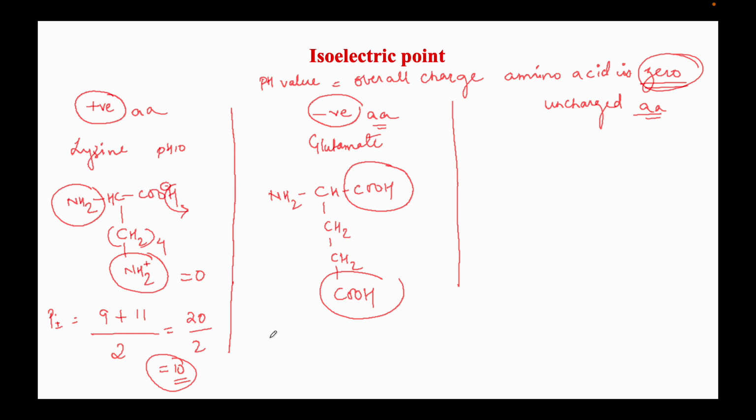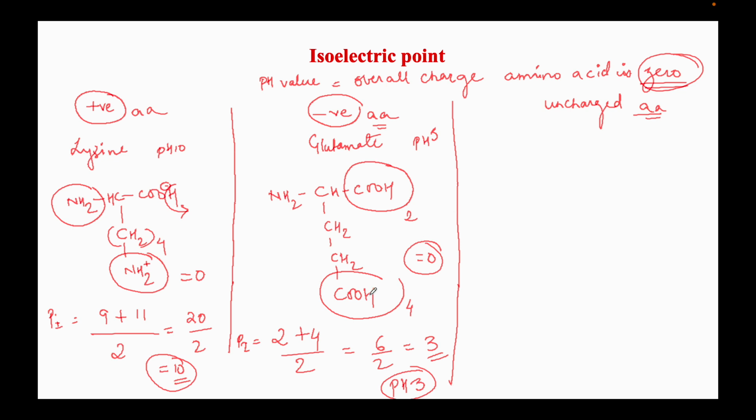So again, we already know the carboxyl pK value is approximately 2, right? So the pI is the average charge. So this pK value is approximately 2 and this pK value is approximately 4, right? So this will be 6 by 2, 3. So what does this mean? At pH 3, what will happen? The glutamate will have overall charge to be 0, right?